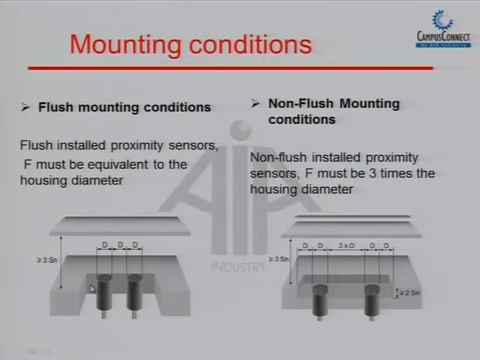So, these are two types. If you are using a flush type of sensor, the distance between the two sensors should be 1 times the diameter. That means, if 18 mm is the sensor diameter, then there should be a gap of minimum 18 mm and then the second sensor can be mounted. If we are using a non-flush sensor, then 3 times the diameter is the distance between the two sensors. Below that we cannot use it, right, because they will interfere with each other.